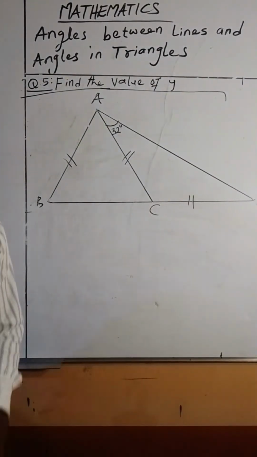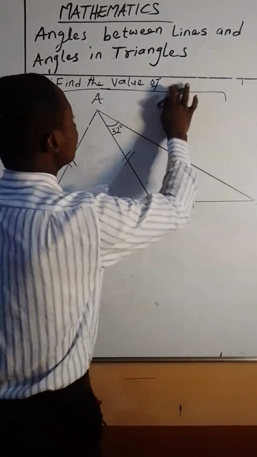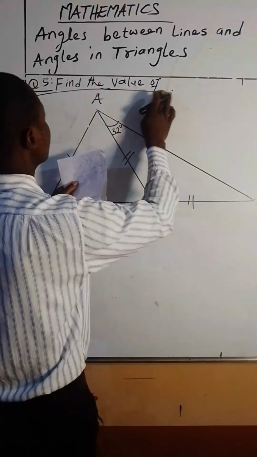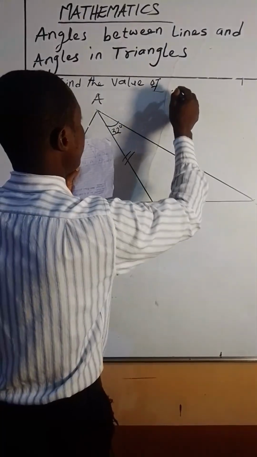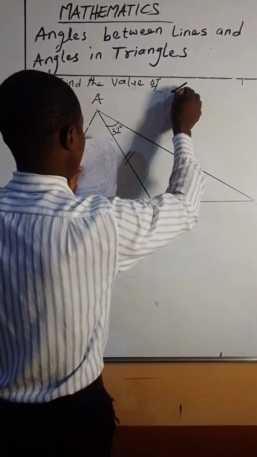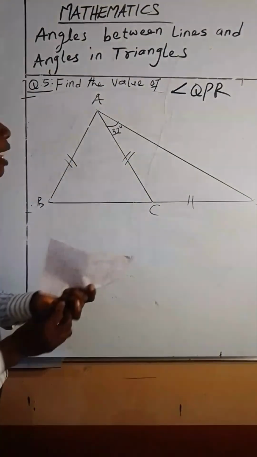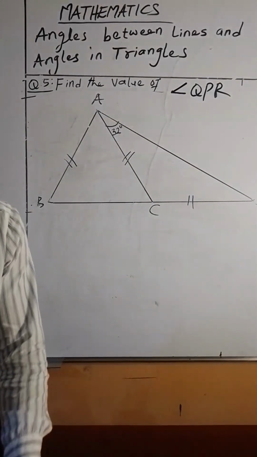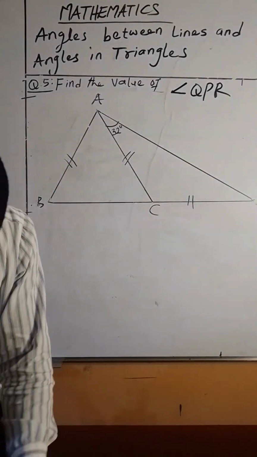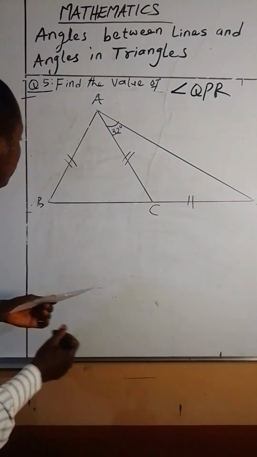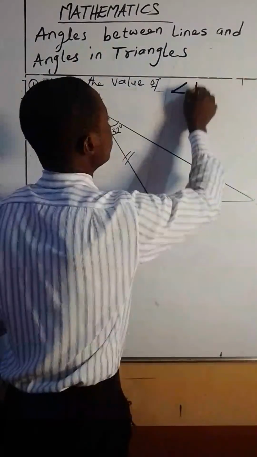We are to find the value of angle QPR. What is angle QPR? Look at it here. We are not looking for QPR, we are looking for BAC. Not QPR, please, BAC.